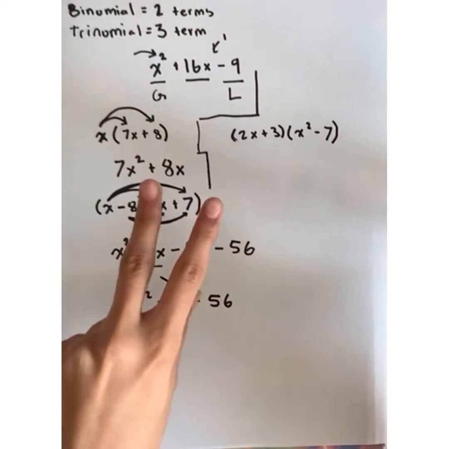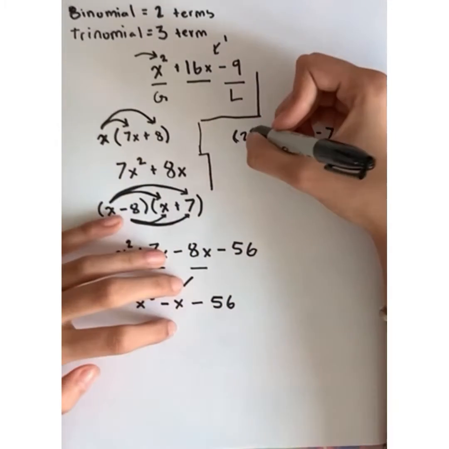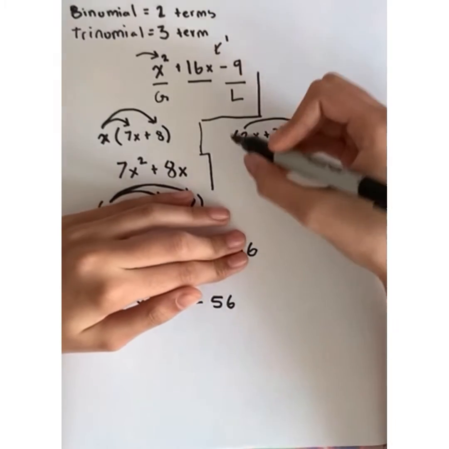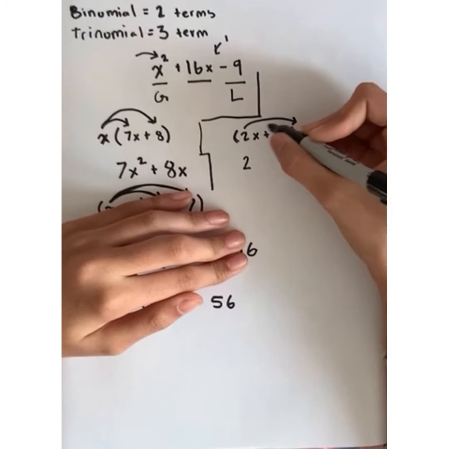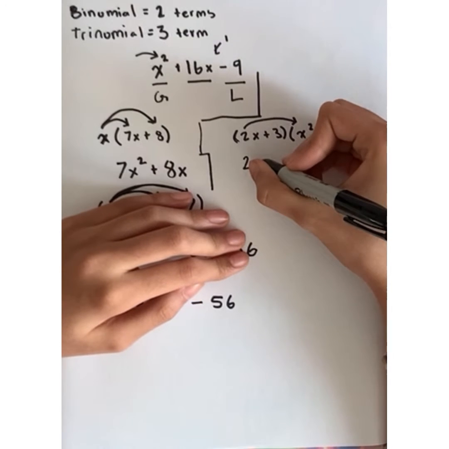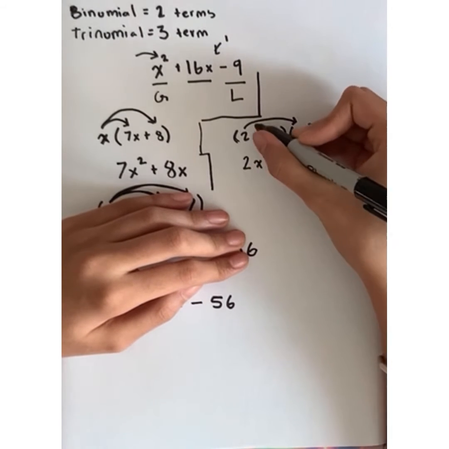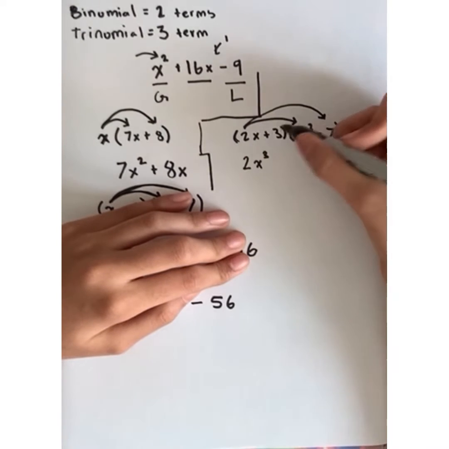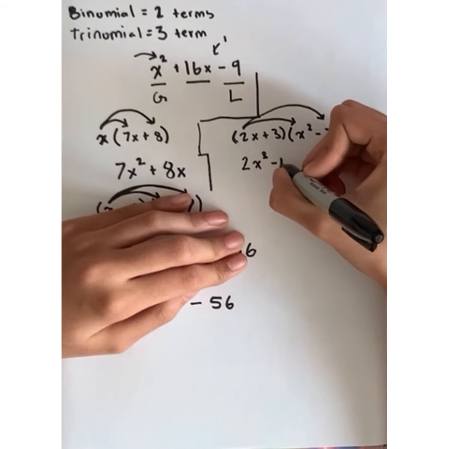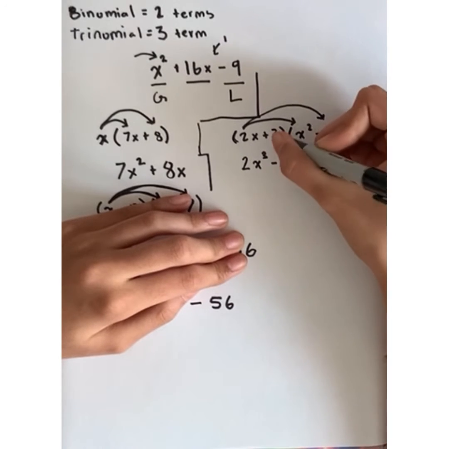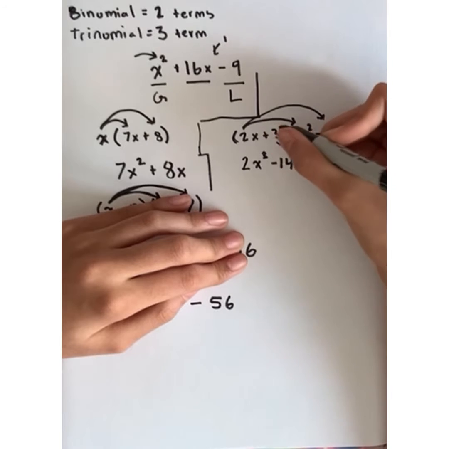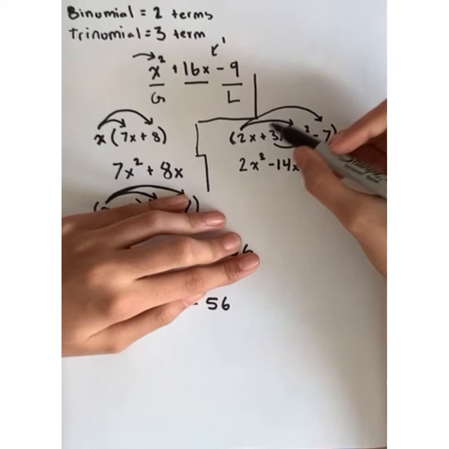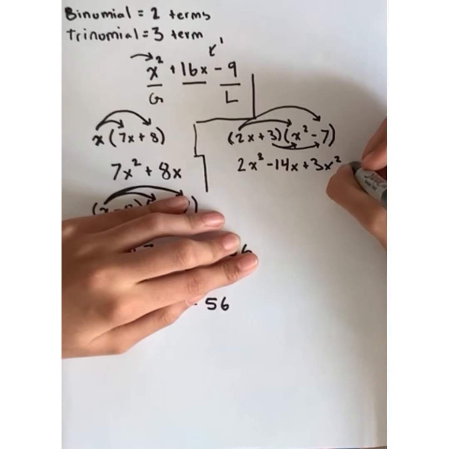3, 2, 1. Okay. So same old, we're going to multiply 2x times x squared. So 2 stays the same, and x times x squared is going to be x to the third power, x cubed. So just adding one more to the exponent. Next step is 2x times negative 7, which is negative 14x. And then you multiply the 3. 3 times x squared equals 3x squared, and 3 times negative 7 equals negative 21.